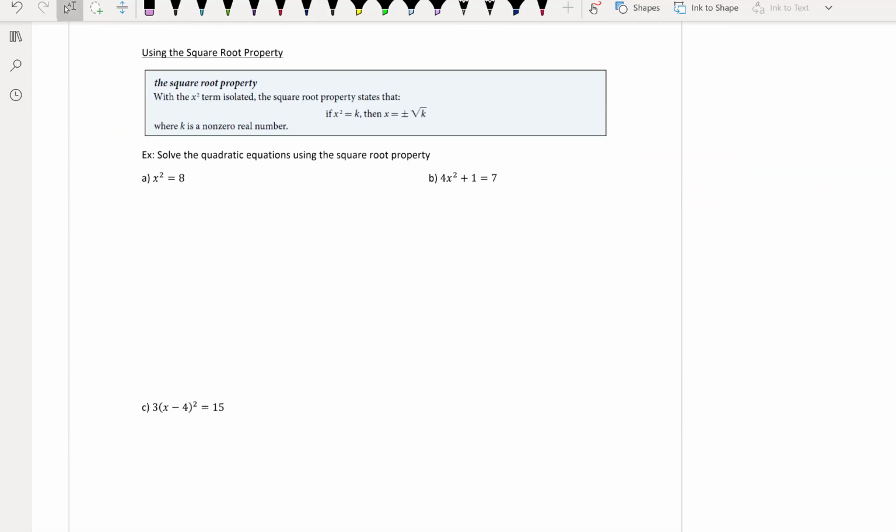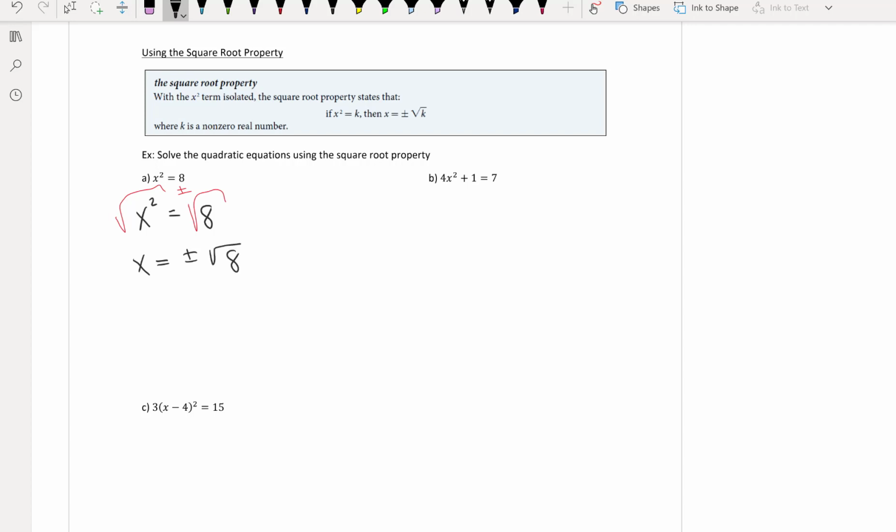Now we're going to move along to the square root property. The square root property says if you have an x squared equal to a number, then x is going to be plus or minus the square root of that number. For example, if I have x squared is equal to 8, to undo the square, you square root it. But when you square root it, don't forget the plus or minus. So I have x is equal to plus or minus the square root of 8.